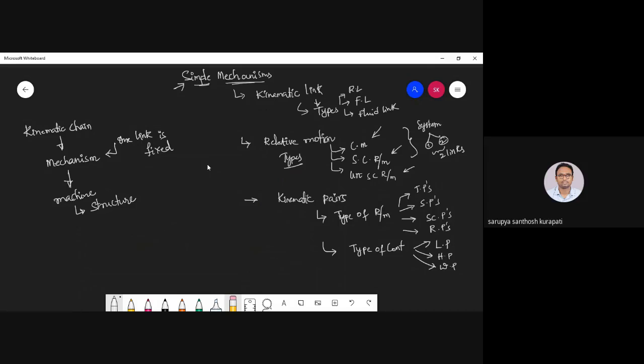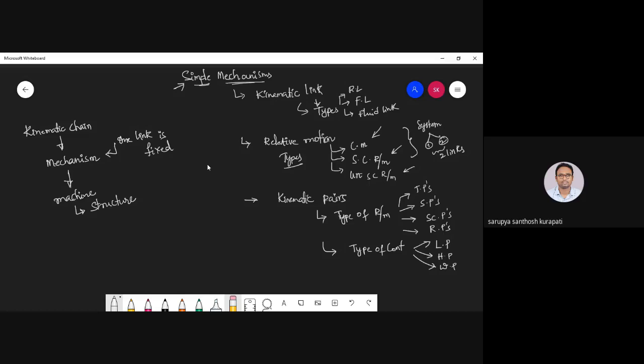And next, we went on to discuss kinematic pairs. Two links, if I connect, we can call it a pair, but the condition is that with respect to one body, the other body should have relative motion. And we have discussed different types of pairs according to the type of relative motion, according to the type of contact, and according to the type of closure.